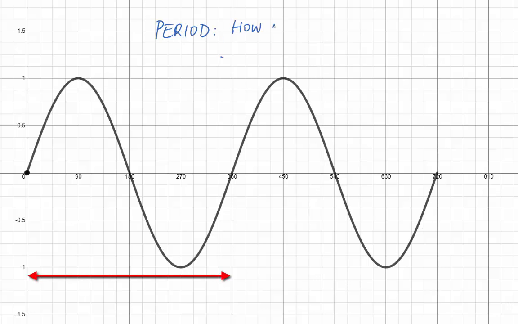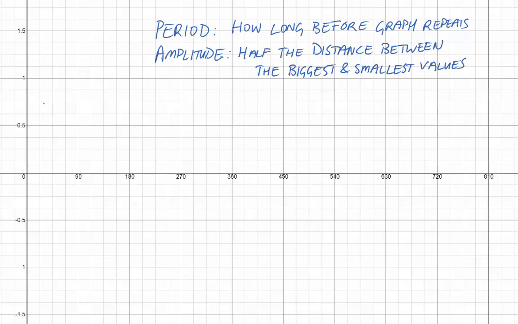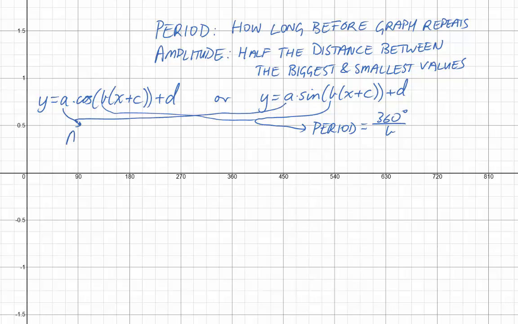The period refers to how long before the graph repeats. The amplitude is half the distance between the biggest and smallest y values. The general form of these graphs is y equals a cos (bx plus c), all plus d, and y equals a sin (bx plus c), all plus d. And from these you can get the period and the amplitude. There's lots more you can do with cos and sine graphs, but this video should help you understand the basics.